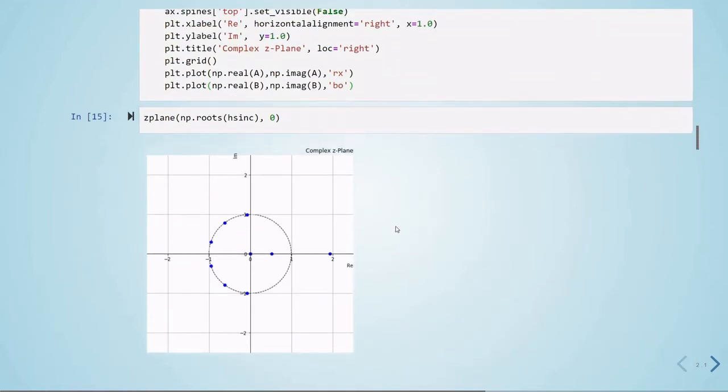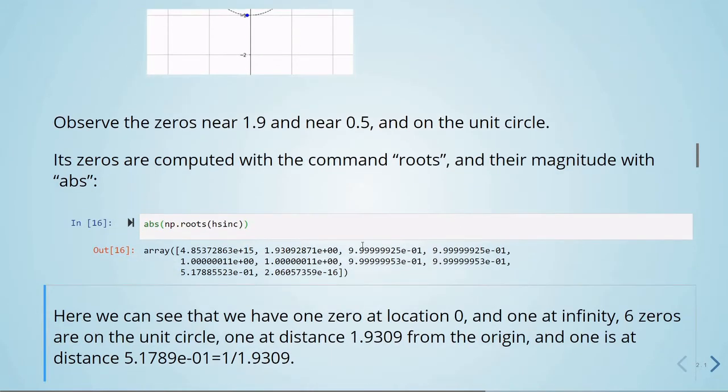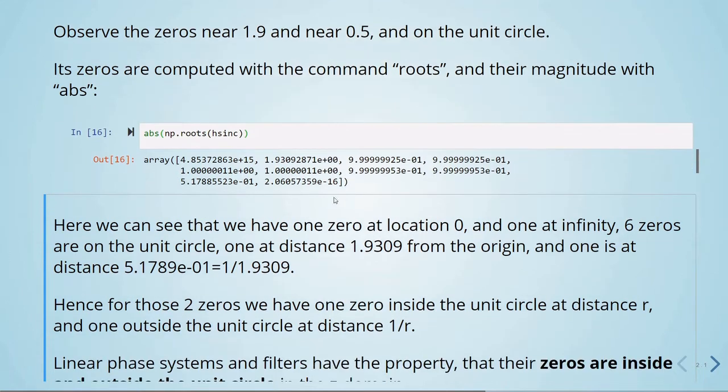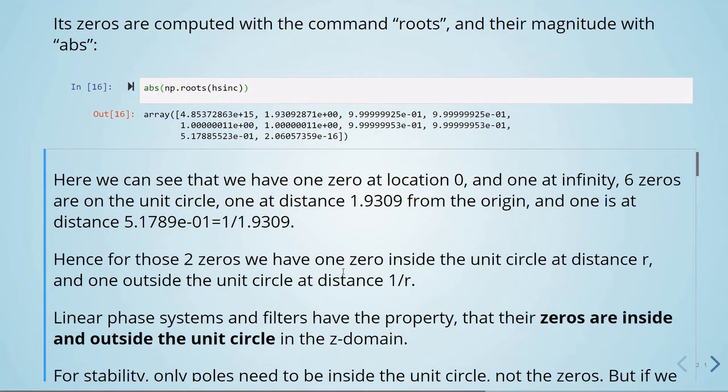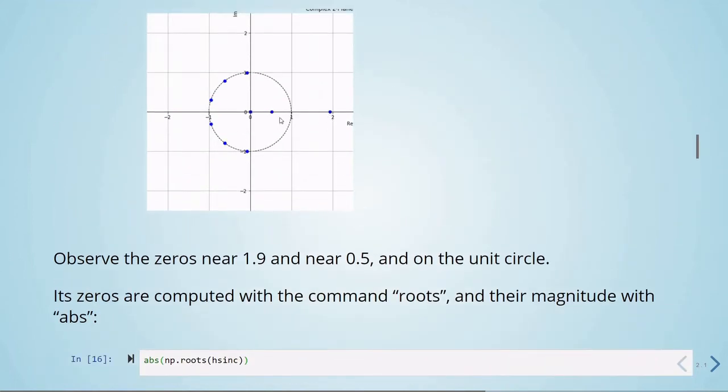We can see here we have the Z-plane, the zeros. Here we have the magnitude of the zeros. We have this one here, which is at a distance 1.93 from the origin. And we have this one here, which is 1 divided by this. So as for those 2 zeros, we have 1 zero inside the unit circle at distance r and 1 outside the unit circle at distance 1 divided by r. So we are talking about these 2 zeros here.